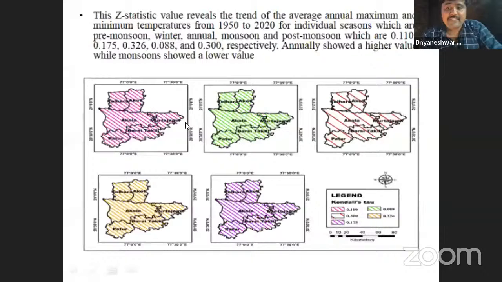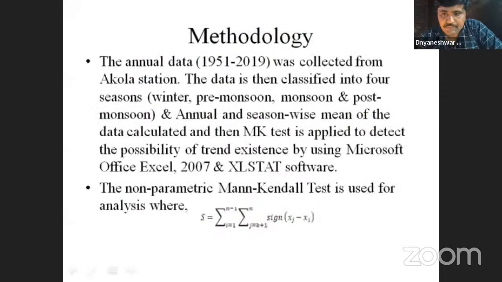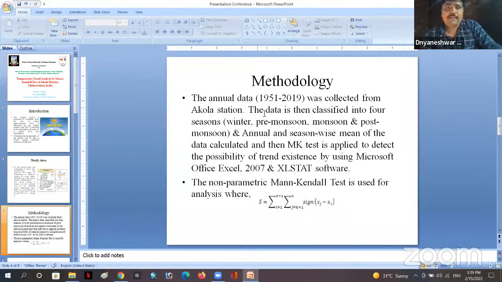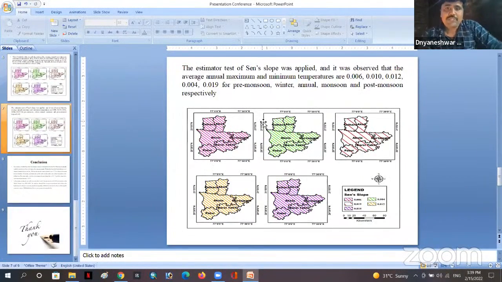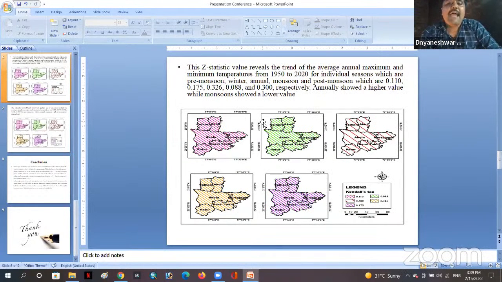The Z value, that is the Kendall's tau value, we have got. The Z statistic value reveals the trend of the average annual maximum and minimum temperature from 1950 to 2020 for each individual season. Pre-monsoon is 0.11. For winter, it is 0.175. For annual, it is 0.326. For monsoon, it is 0.88. And post-monsoon, it is 0.30. Annually shows the higher value, while monsoon shows the lower value. That means the trend is lower in monsoon, but higher in the annual pattern.